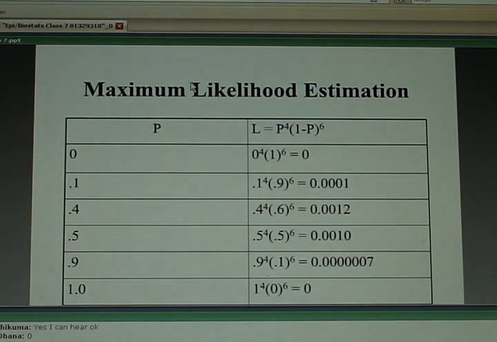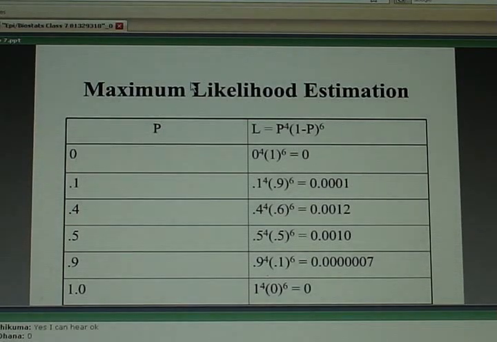If we use 0.9, we have 0.9 multiplied by itself 4 times. 1 minus 0.9 is 0.1 multiplied by itself 6 times. We get a much smaller number. So at least in these candidate values, 0.4 gives us the largest of these likelihood values. So of the trial cases, 0.4 looks like it's the best.